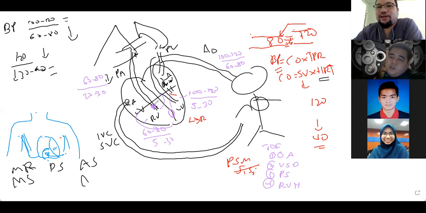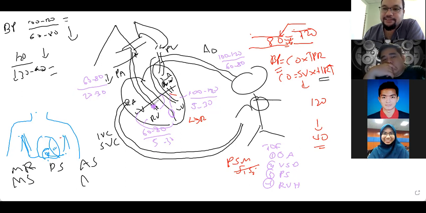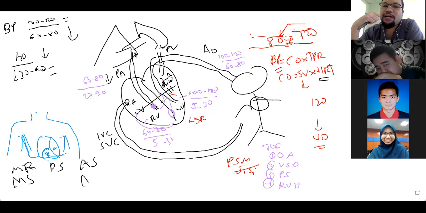What will happen? What type of murmur is there? Overriding of aorta, the aorta receives from both sides. It has VSD, it has PS. What type of murmur? It has right ventricular hypertrophy, that's a good clue. What type of murmur? Systolic. Okay, systolic murmur. Is it the VSD murmur or the PS murmur? PS. Why PS? Because it is stenosis.